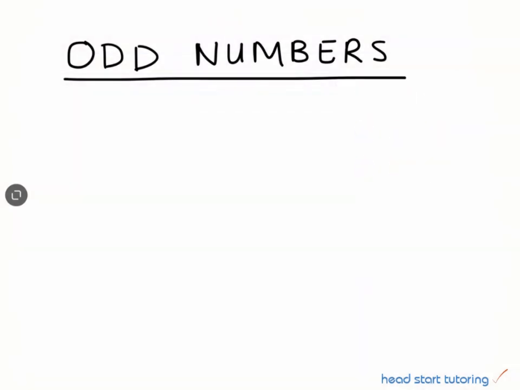We are going to have a look at what odd numbers are. If you are asked to list the first 5 odd numbers, that would be 1, 3, 5, 7, and 9. So all odd numbers are numbers that are not divisible by 2. So 2 will not fit into any of these numbers perfectly. Odd numbers start with 1, and it's every second number thereafter.